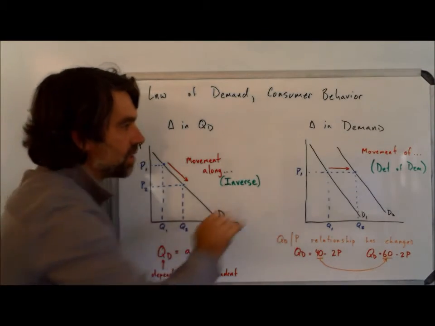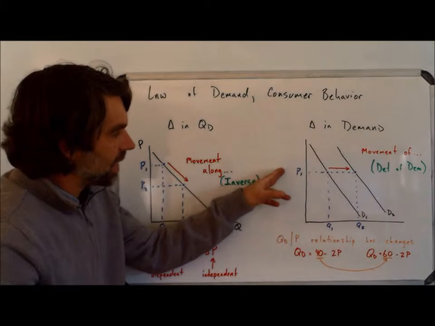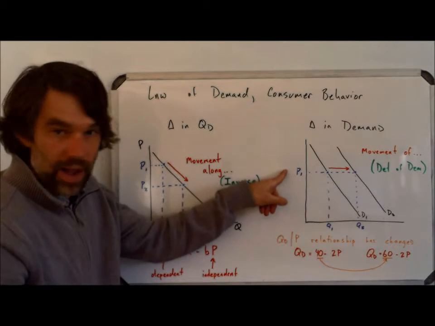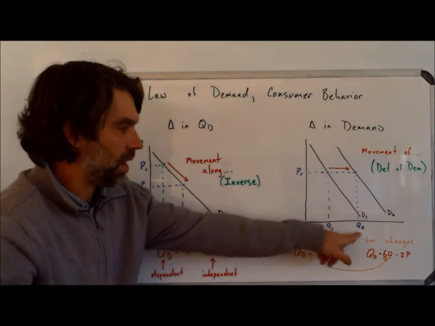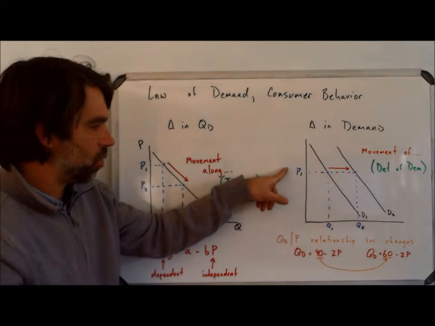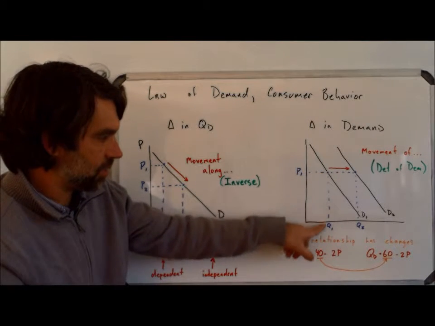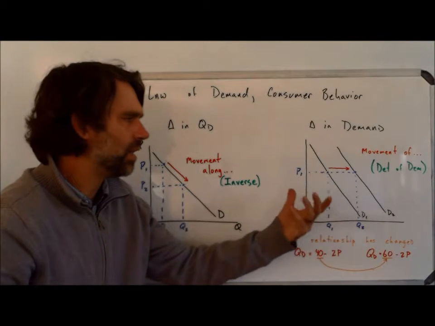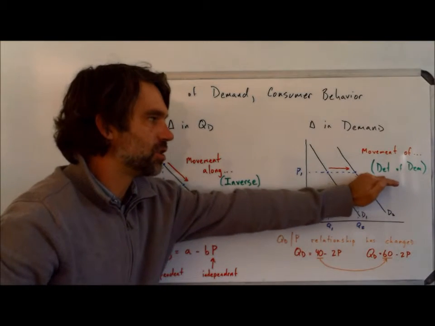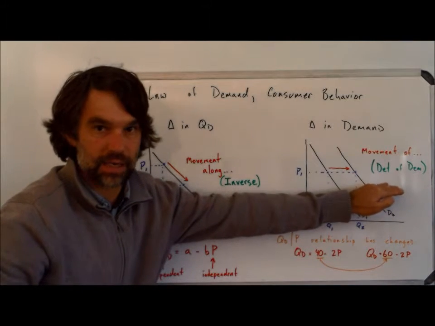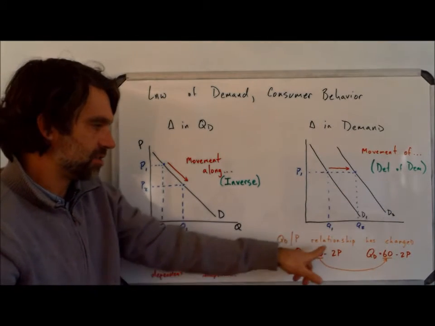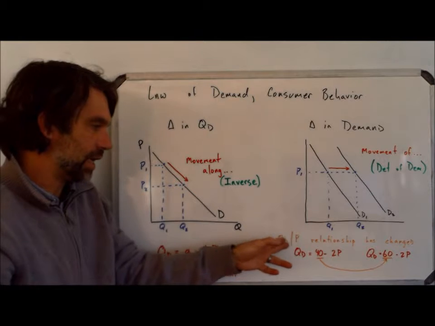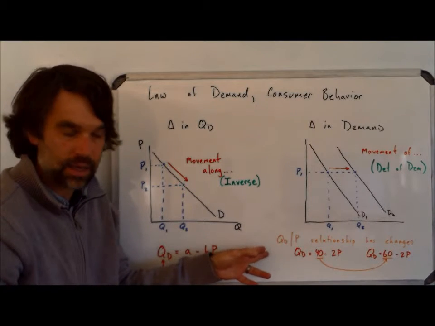When we look at a change in demand, what we're saying here is that at the same price a different quantity is demanded. So at P1, we used to demand Q1, but now we demand Q2. Well, that's because of a change to what we call a determinant of demand, and what it has done, it has changed the relationship between price and quantity demanded.